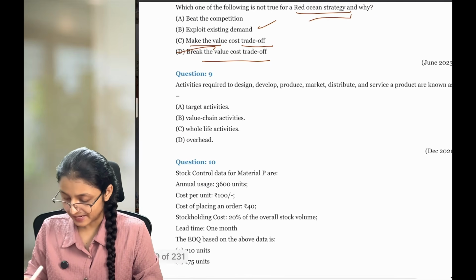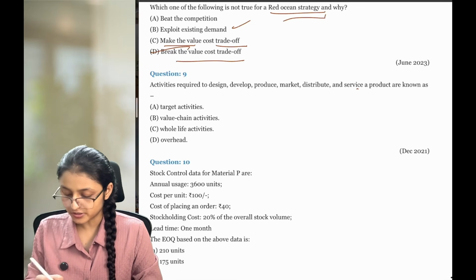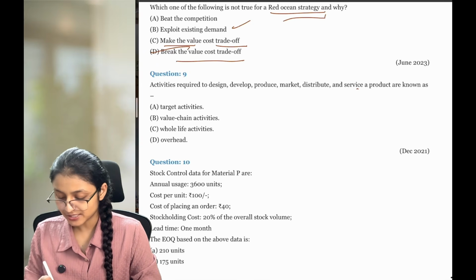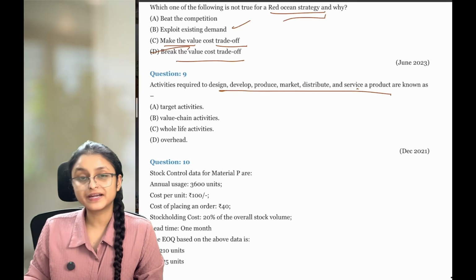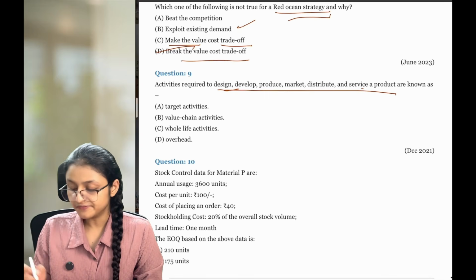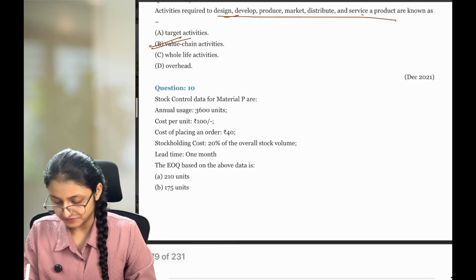Activities required to design, develop, produce, market, distribute and service a product are known as target activities, value chain activities, whole life activities, overhead. If you notice, all the activities provided here are activities which are adding value to our products, hence value chain activities.